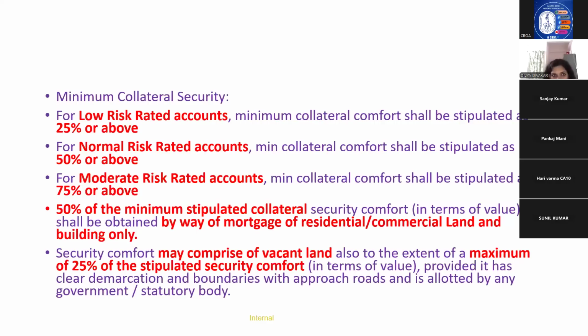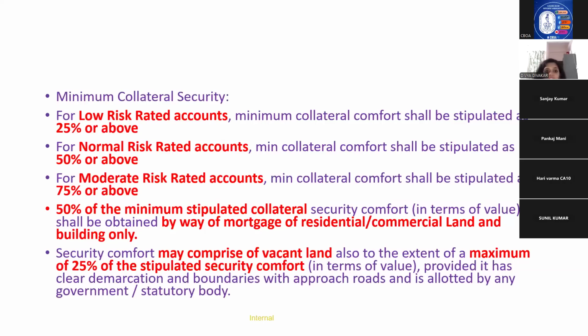Minimum collateral security for low risk rated account, it should be 25% or above. Normal means 50% or above. Moderate means it shall be 75% or above. 50% of the minimum stipulated collateral security comfort shall be obtained by way of mortgage of residential or commercial land and building only.